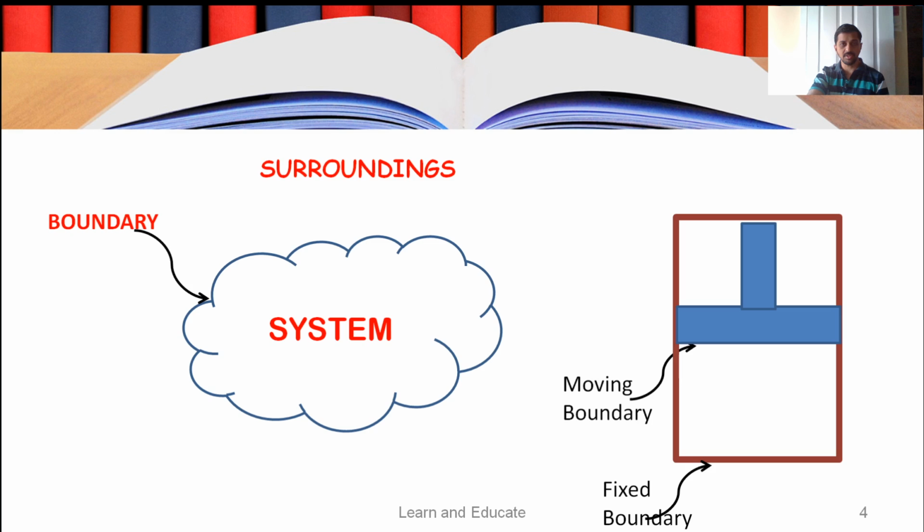So the boundary is the imaginary partition which separates the system from the surroundings. Whatever is there excluding the system is the surroundings. For example, consider your house. You are considering the room you are sitting in as your system. All other rooms in your house will be the surroundings to the system.